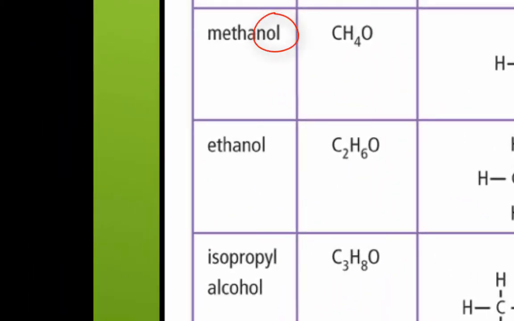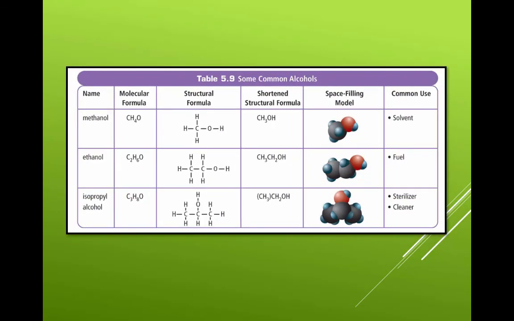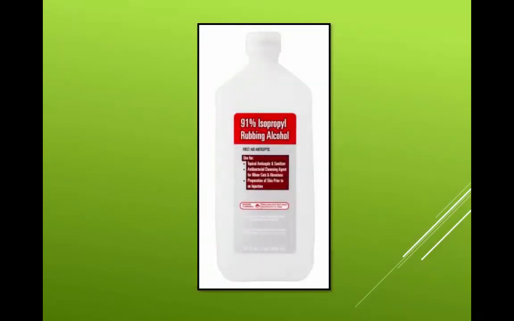Notice how all the alcohols end in ol? This indicates that the organic molecule is an alcohol with an OH group, a hydroxyl group, attached to one of the carbons. Alcohols are often good solvents, are toxic, and flammable. Isopropyl alcohol, for example, is rubbing alcohol that you buy in the pharmacy. It is flammable, it is used to sterilize things, and is a good solvent.